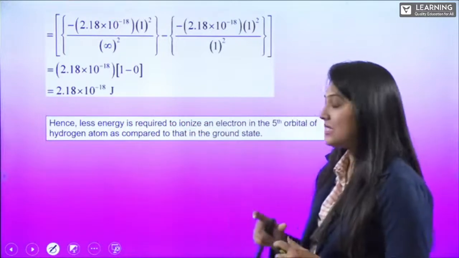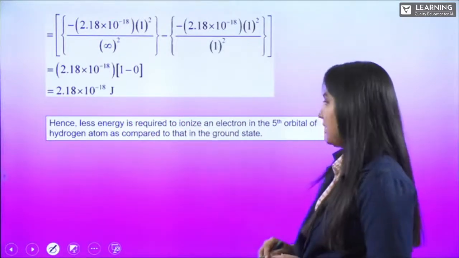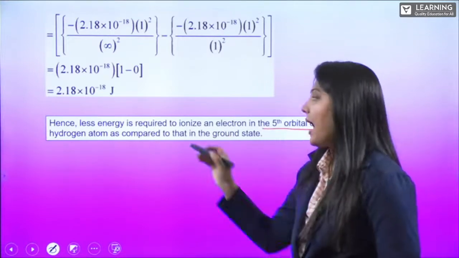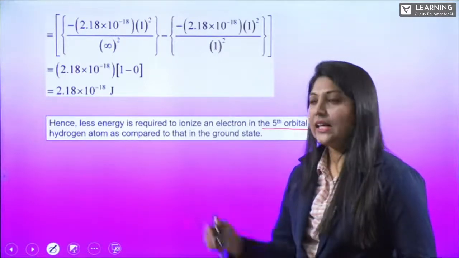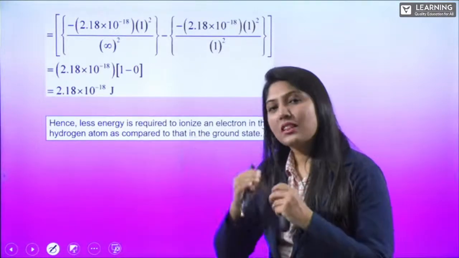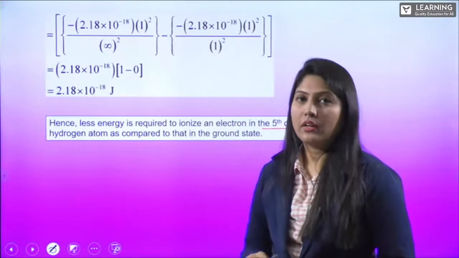Hence the energy required to ionize an electron in the fifth orbit of the hydrogen atom is less compared to that of the ground state. From this you can understand that if the electron is in the outermost shell, you can easily remove it. If it is in the inner core shell, it will be very difficult to remove because more energy is spent.